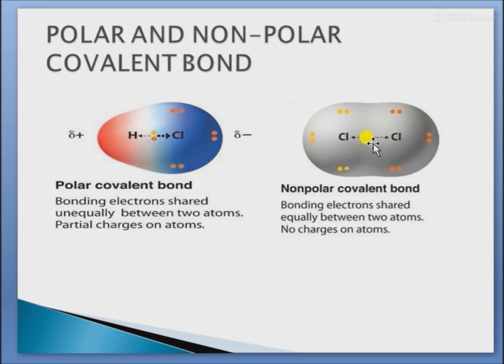For example, in case of chlorine molecule, both the chlorine atoms have the same electronegativity, and it means they share the electrons of the bond pair equally and do not acquire any charge, and this type of bond is called non-polar covalent bond. Similarly, other examples like hydrogen, nitrogen, oxygen, these are other examples of non-polar covalent bond.